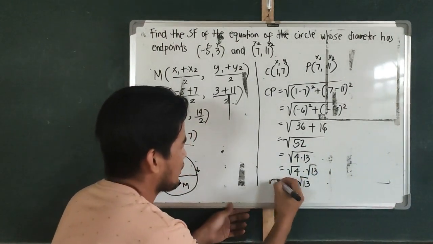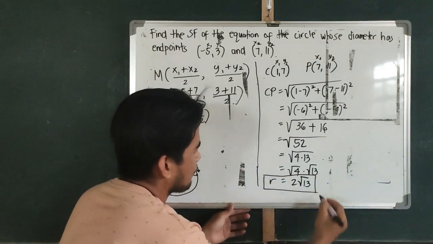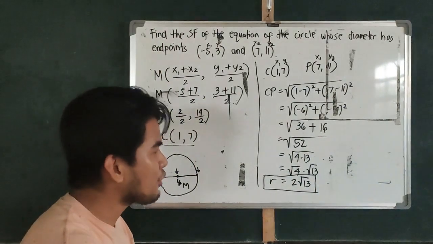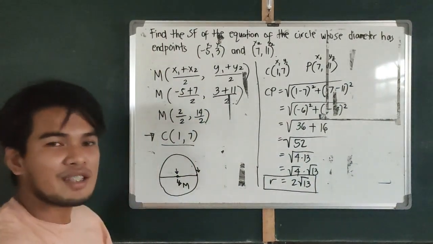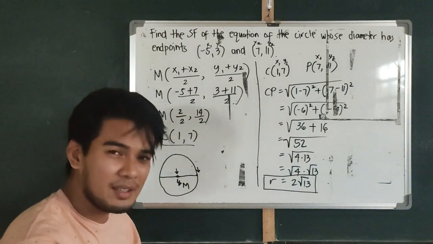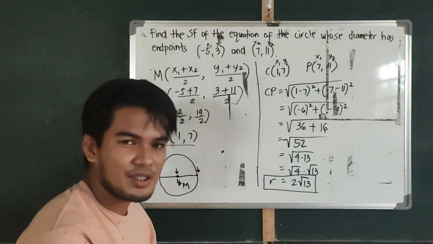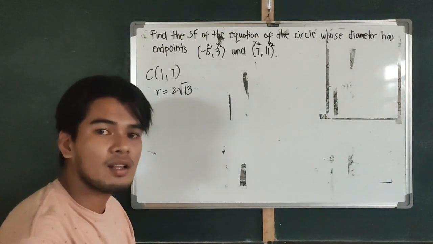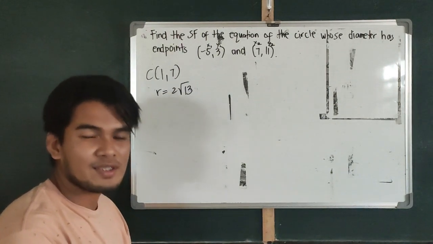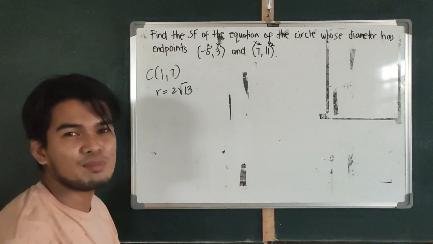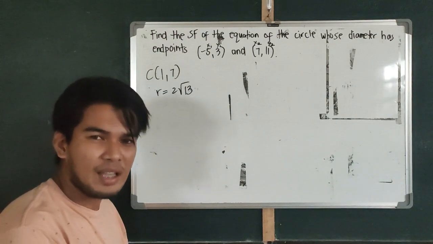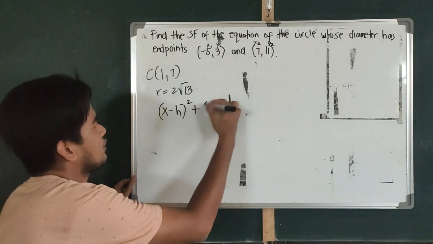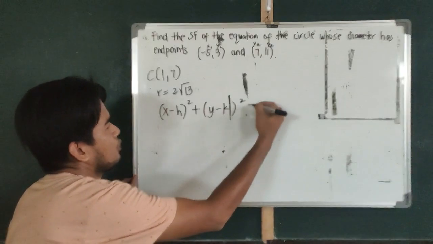Therefore, our radius is 2 square root of 13. Since we already know the center and the radius, we can identify immediately the standard form of the circle. How? Of course, by substituting the values of h, k, and r in the formula (x minus h) squared plus (y minus k) squared is equal to r squared.